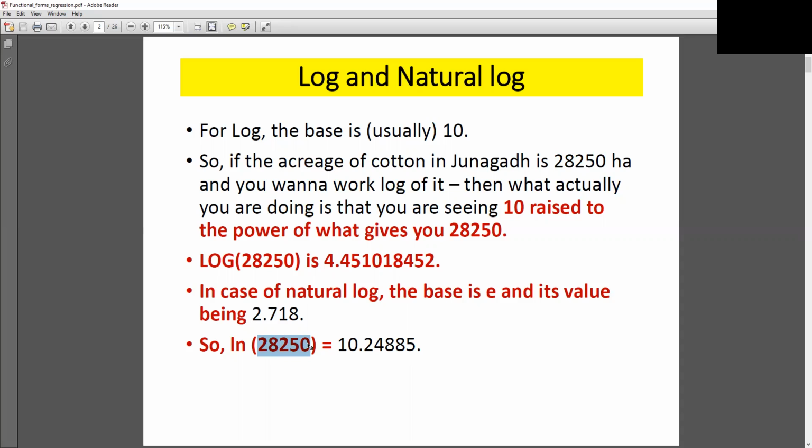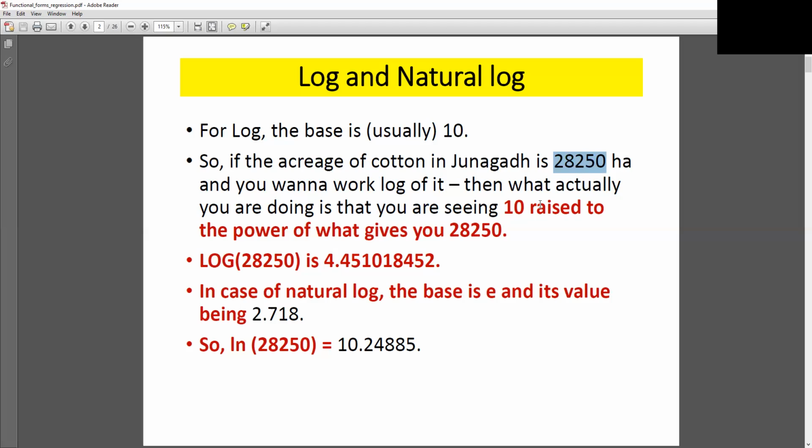In log, the base is 10. So if the base is 10, then 10 raised to the power of what gives you your number. Your number is 28,250. For example, in Junagadh, if the acreage of cotton is 18 lakh hectares, you won't be able to plot it graphically because you're dealing with so many crops and you want to bring the acreage of all the crops in one graph. Sometimes it is difficult if for one crop the area is huge and for the other crop the area is small, you won't be able to plot in a graph. So you have to take log of it for the sake of convenience.